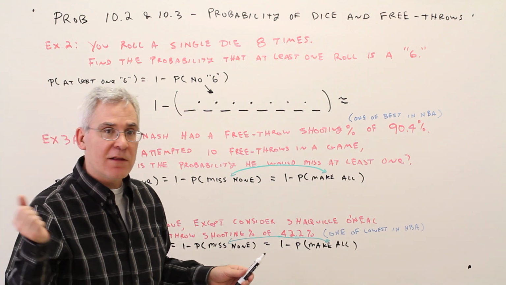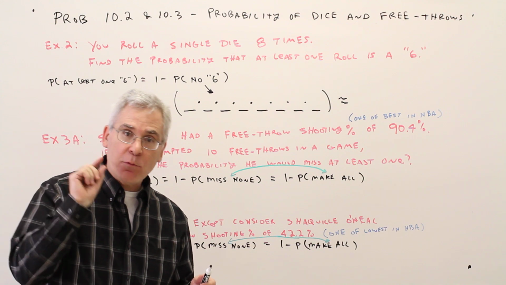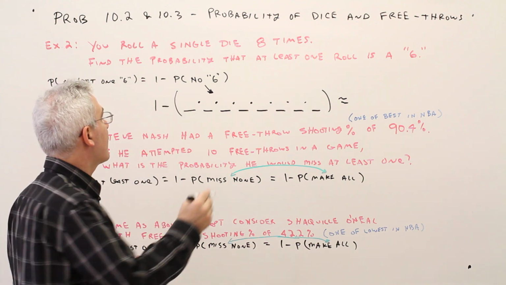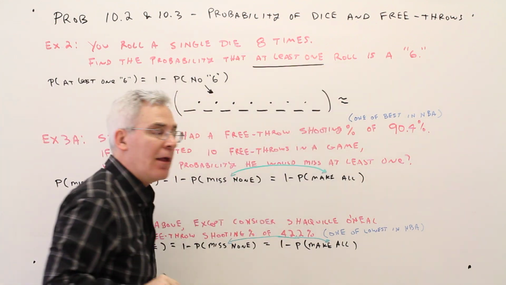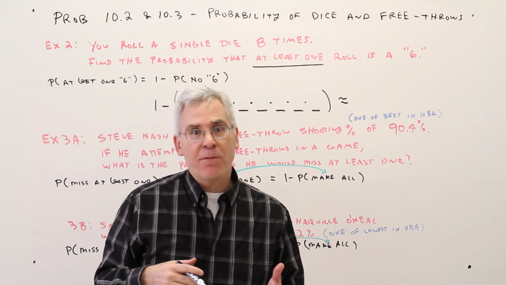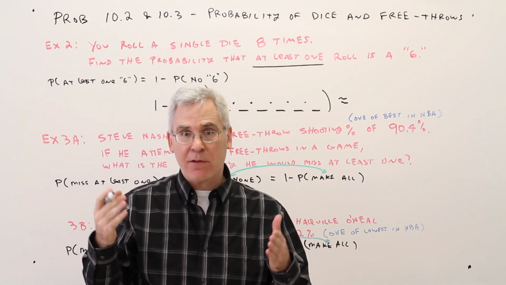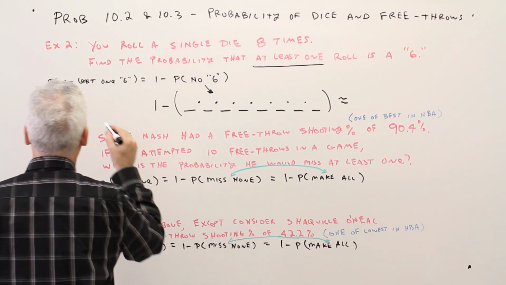So you roll a single die 8 times. Find the probability that at least one of those rolls is a 6. Very important vocabulary, at least one. And again from before, if you've got at least one, I could do the complement, that's the same as 1 minus the probability of none. So let me just draw you that.